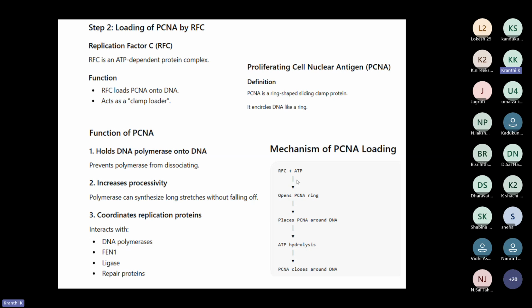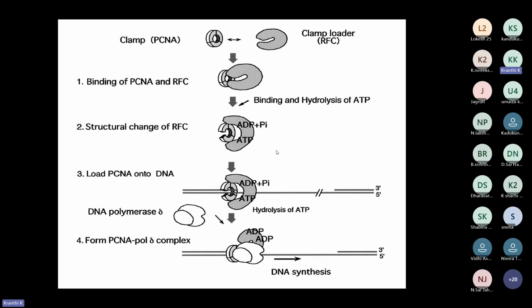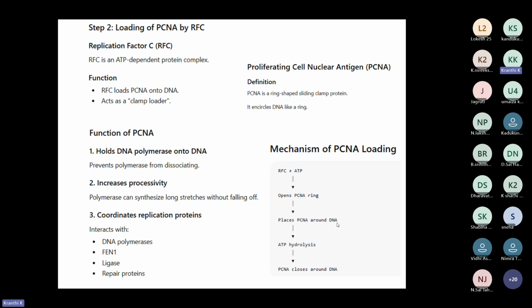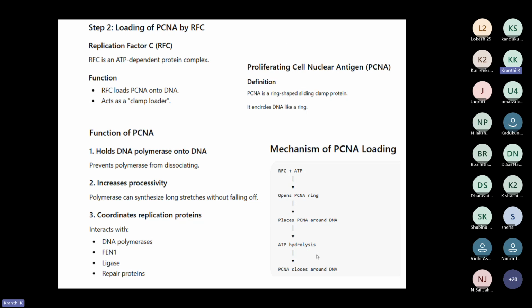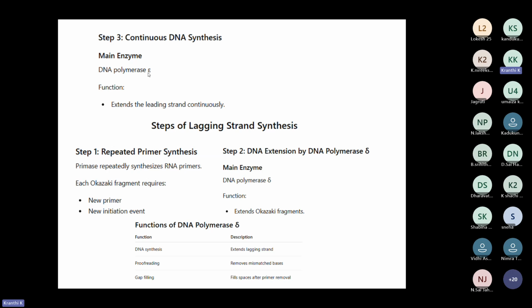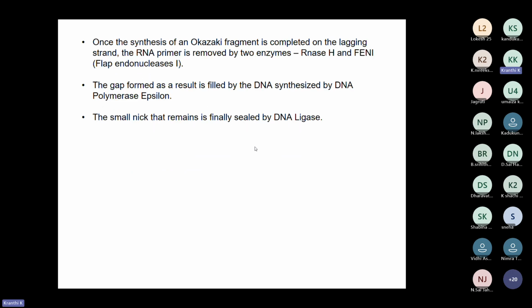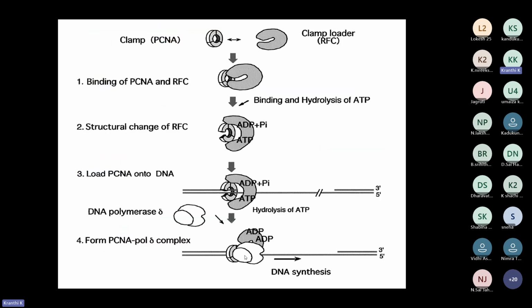See, RFC plus ATP opens the PCNA ring. After opening the PCNA ring, it places PCNA around DNA. So this PCNA is placed around this DNA, and later with ATP hydrolysis, the PCNA closes around DNA. Then DNA polymerase epsilon extends the leading strand continuously because it will hold. After holding, it will move in the 5 to 3 direction by adding the nucleotides. The DNA synthesis will happen.